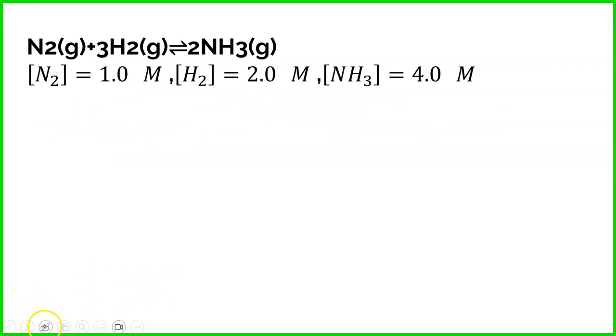The first thing that you want to do for this is write your K expression. So we have K equals the concentration of our products. I'm going to raise that to what power?